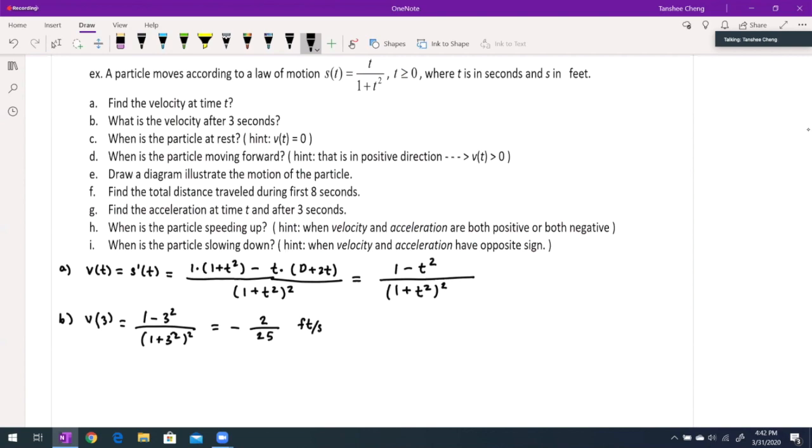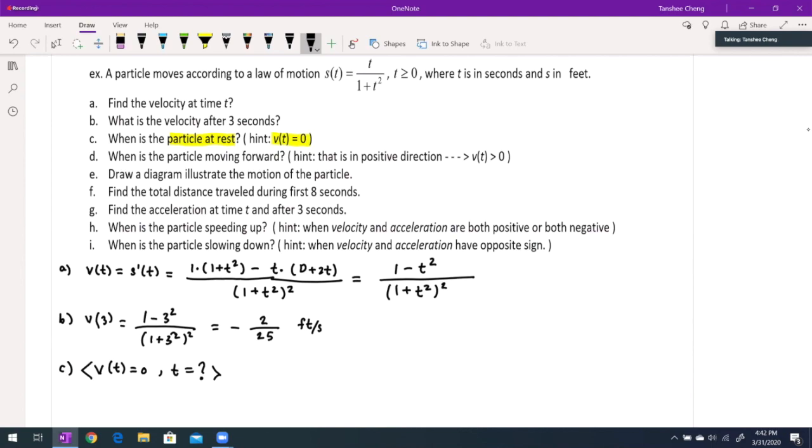And part C asks you to find when the particle is at rest, so what time the particle is not moving. What we need to understand is that when the particle is at rest, that means my velocity is 0. So we are asking when v of t equals 0, and what t is going to be. That's the question, particle at rest.